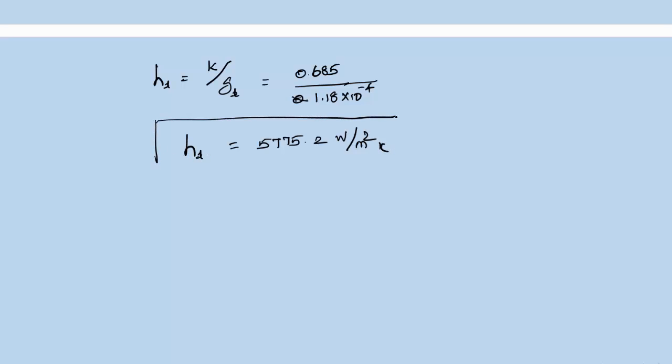Here k value is 0.685 divided by delta x, which is nothing but delta x has to be substituted in meters, 1.18 × 10^-4, okay, which is equal to 5775.2 watt per meter squared Kelvin. This is the value of h_x.